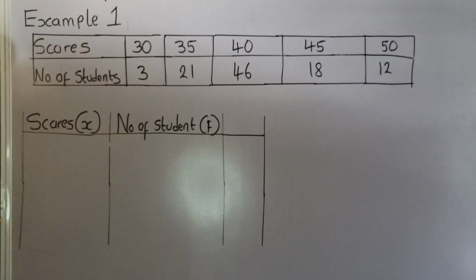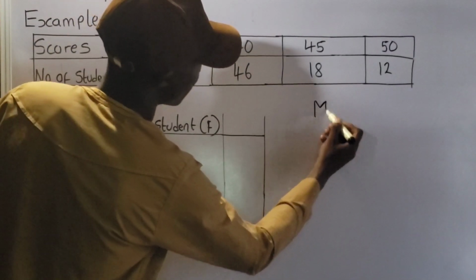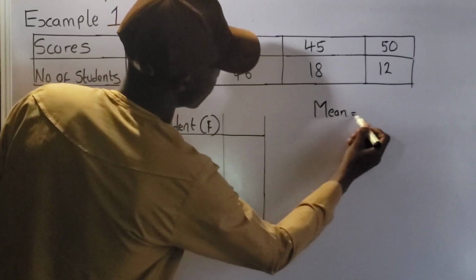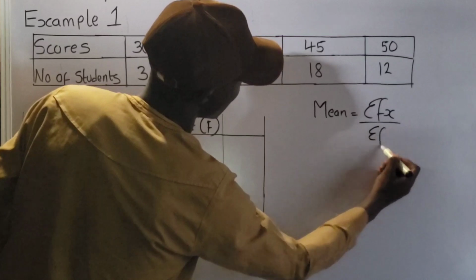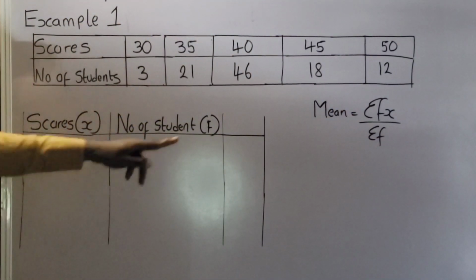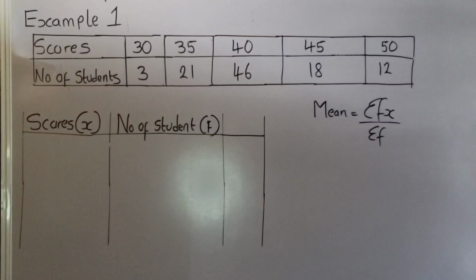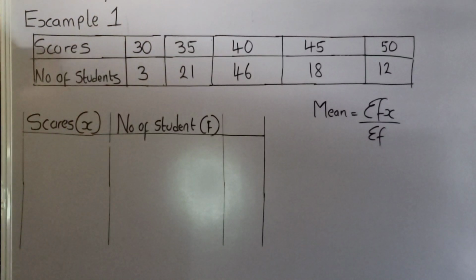Now let us proceed. Don't forget, the mean of frequency distribution is given by this formula: mean is equal to summation fx all over summation f, where summation fx is the sum of the product of our frequency and scores. Please, I want you to pay attention. And summation f is the sum of all our frequency. Now I told you that the scores is x.